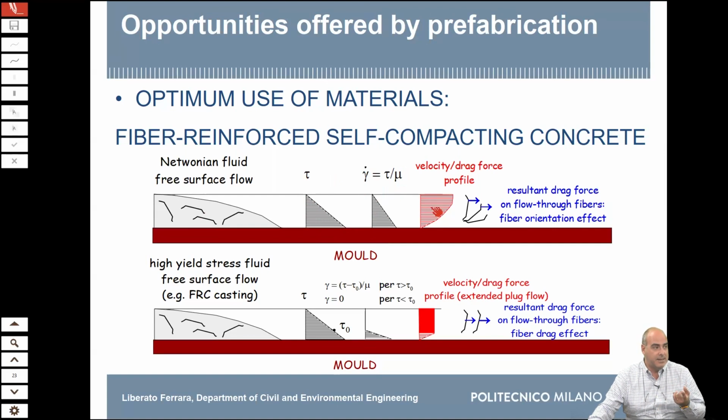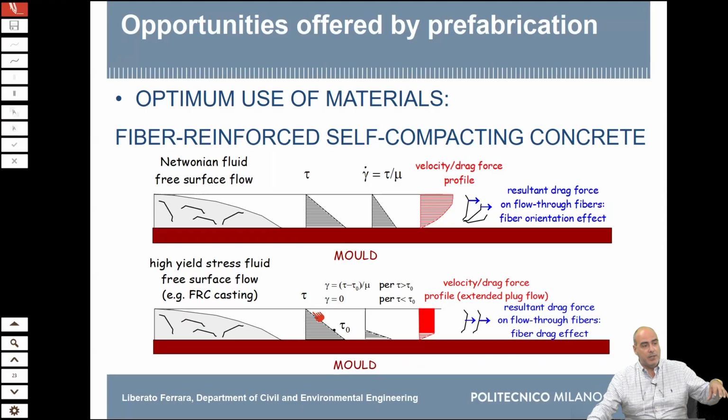If you integrate the strain distribution, you have the velocity profile. And the drag forces are proportional to the square of the velocity. So this profile here is the profile of the velocity, and it means that the resultant of these forces is more or less on the top. So if you have a fiber which is crosswise to the flow, you can tilt it and align it with the flow. Ordinary concrete has a very high, what we call in rheology, yield stress.